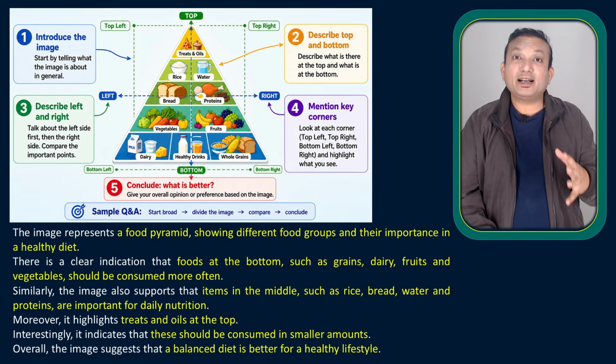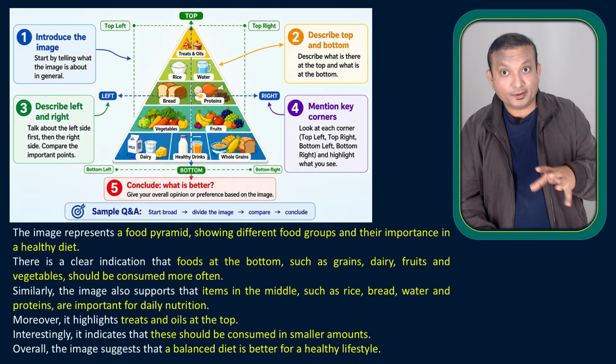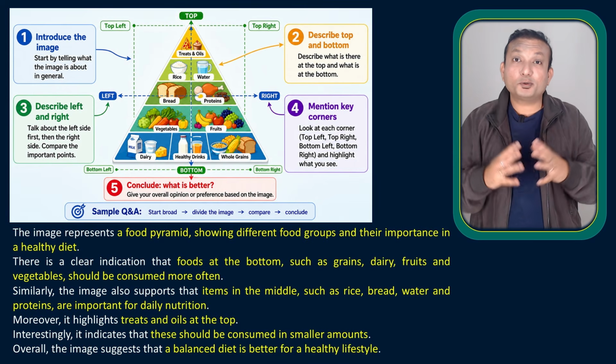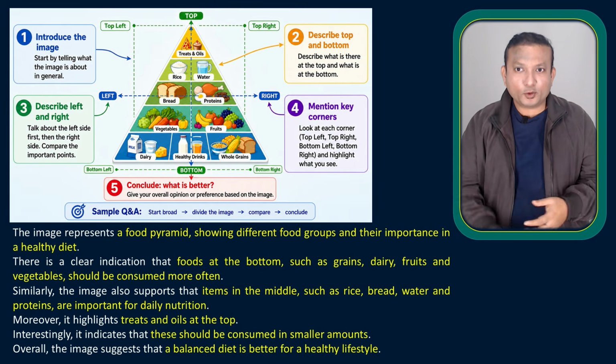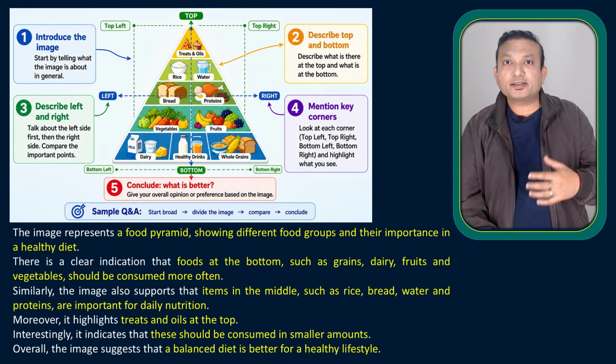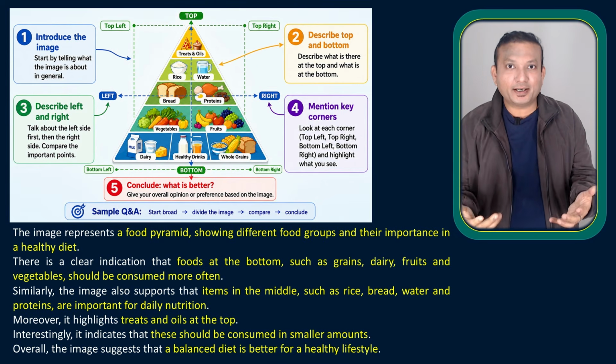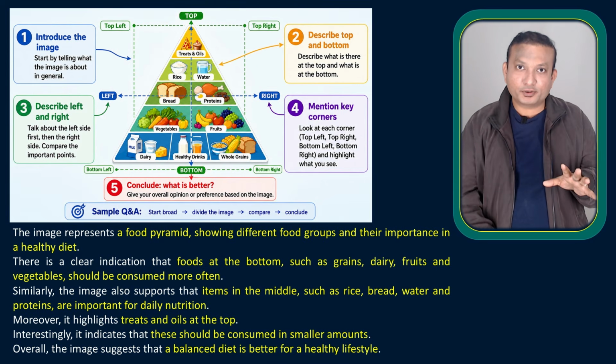So I did some grammatical mistakes, but I did not bother to correct those. I did not bother to hesitate. In the last sentence, I said overall, the image suggests a balanced diet is better for healthy lifestyle. For a healthy lifestyle is actually grammatical, but don't bother to fix those things.